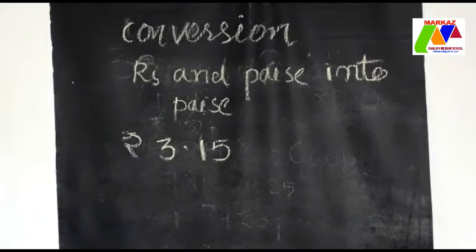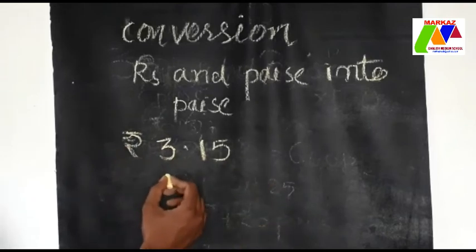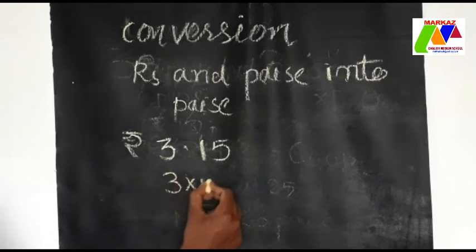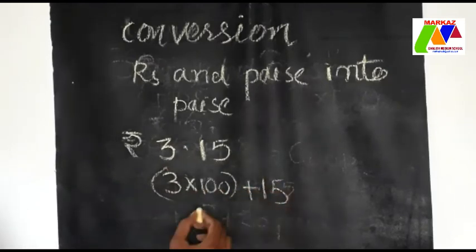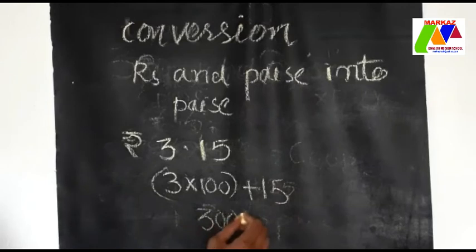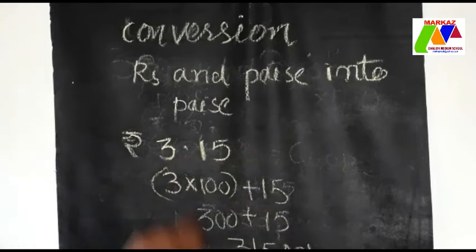Now let us check another example. So rupees 3.15 paise. Let us convert this into paise. So first rupees into paise. 3 into 100 plus that 15. So 3 into 100, 300 plus that 15. So the answer is 315 paise. So just look at this, remove this decimal point, we get the answer. Understood? Now let us move to the next point.